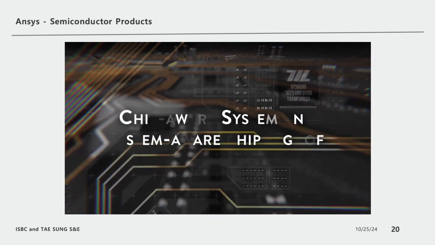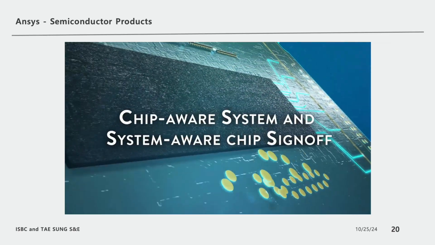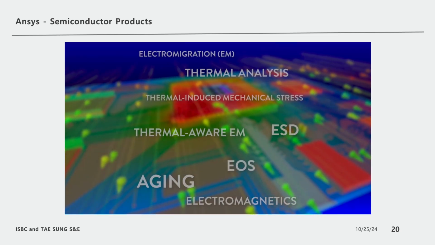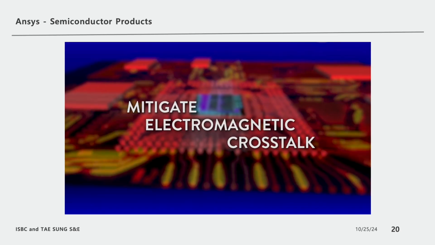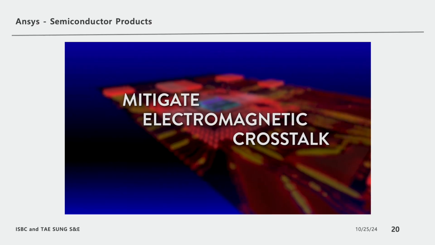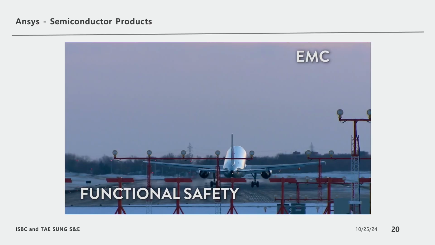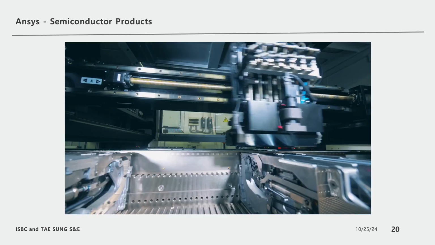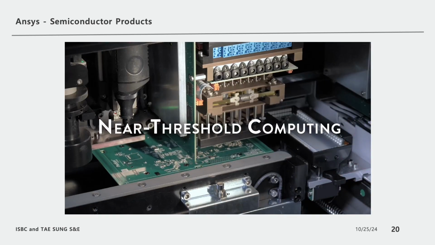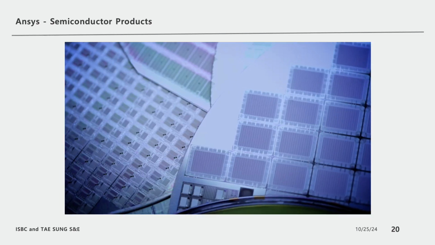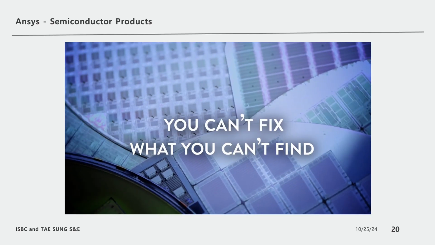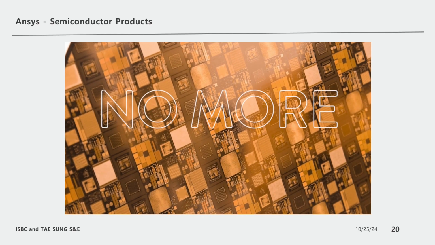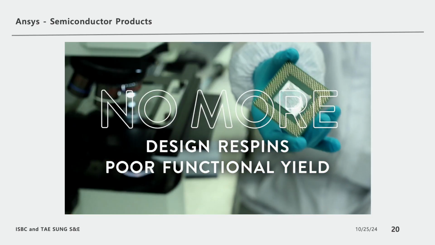Ansys provides comprehensive workflows for chip-aware system and system-aware chip sign-off, all to achieve early power efficiency, electronic system reliability, immunity against electromagnetic crosstalk effects, and regulatory compliance for mission-critical applications. Today's advanced 7nm SoCs are challenged with increased variation effects as they push for lower power. This variability has become the new enemy at advanced technology nodes. The solution? Ansys lets you simultaneously address voltage variability and timing issues together.